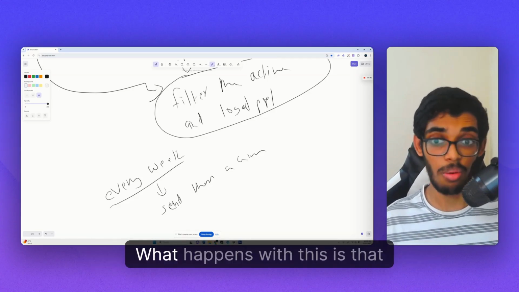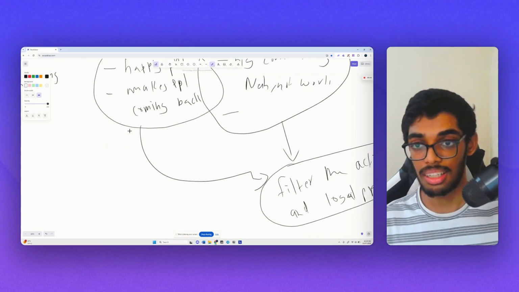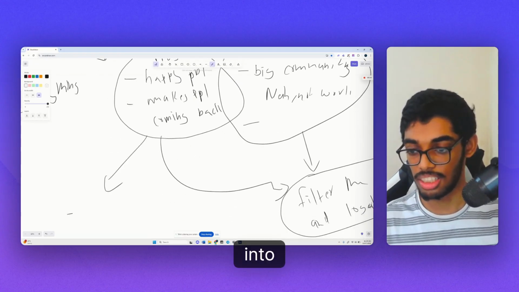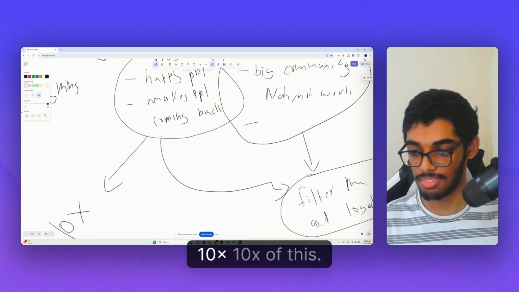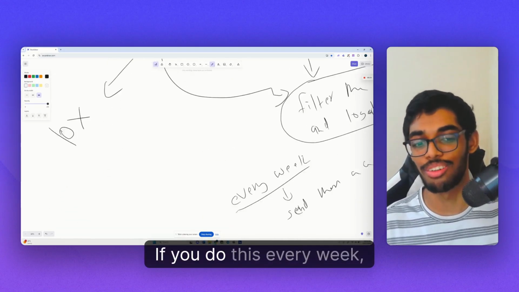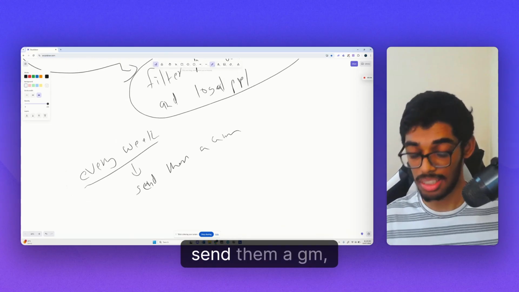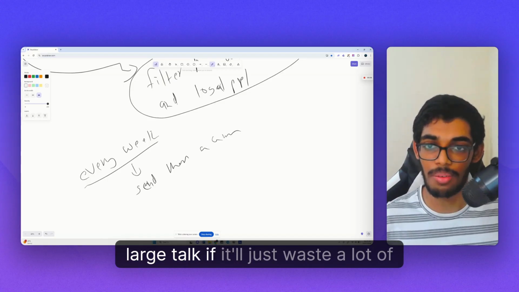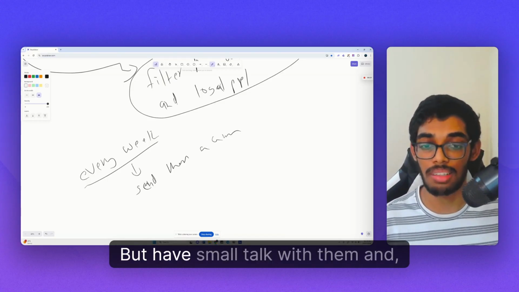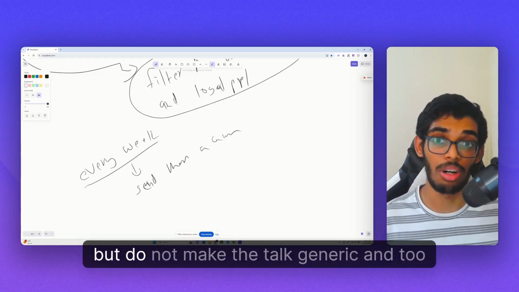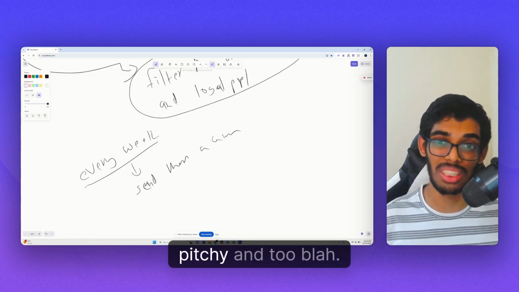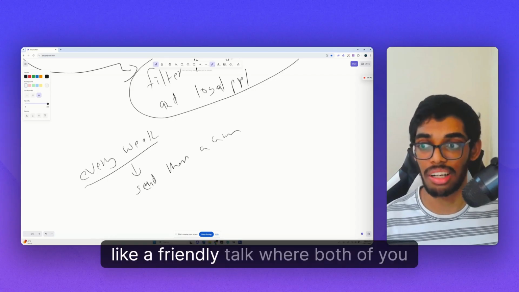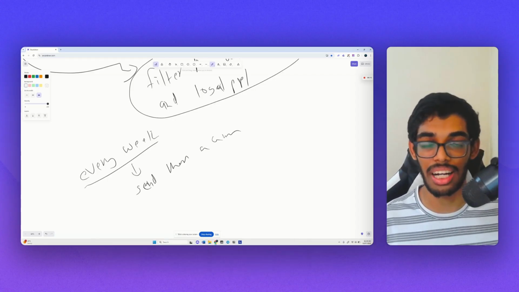What happens with this is that it turns into 10x of this if you do it every week. Be like this: send them a GM, have a talk with them. Small talk is enough, do not make it a large talk, it'll just waste a lot of time. But have small talk with them, and do not make the talk generic and too pitchy. Have a friendly talk where both of you are chilling.